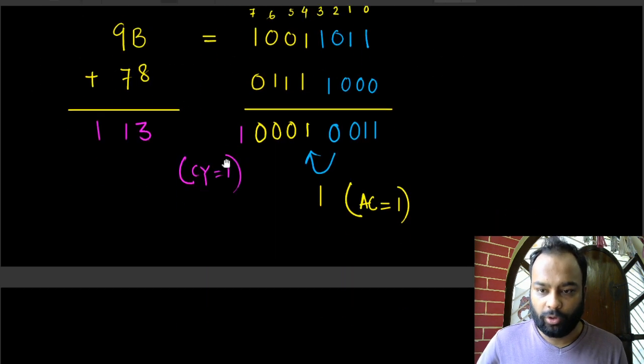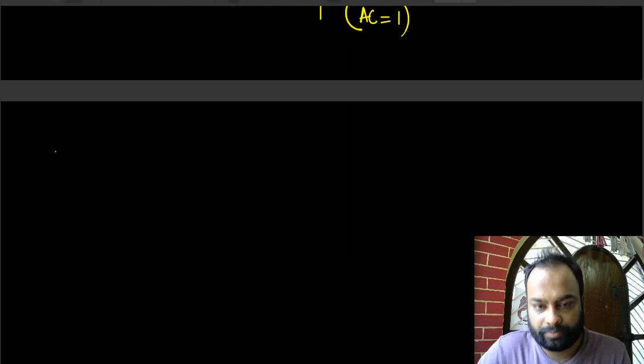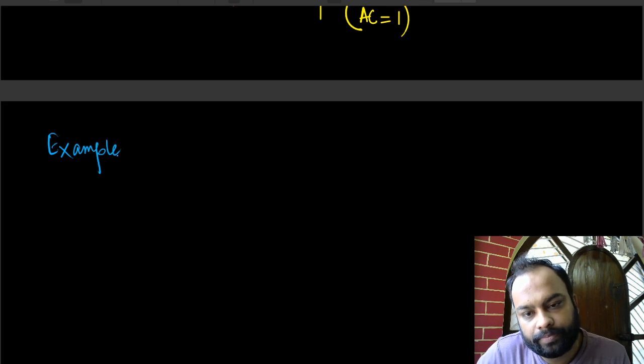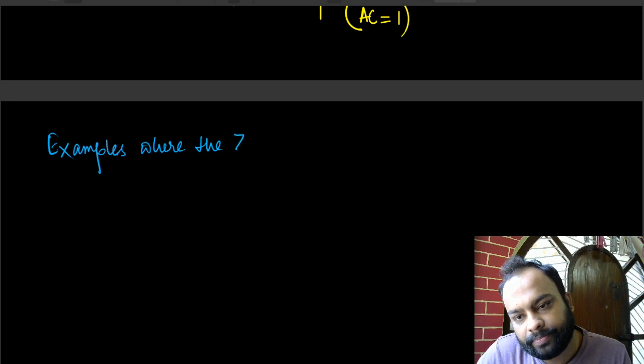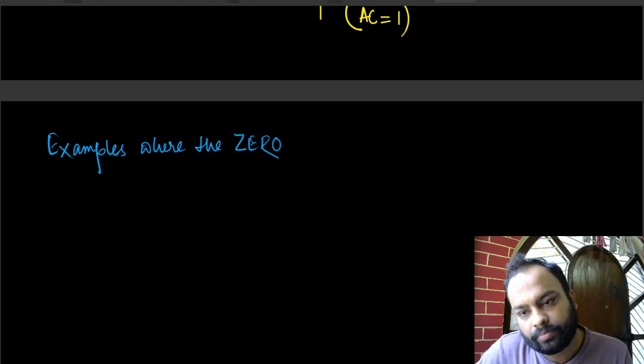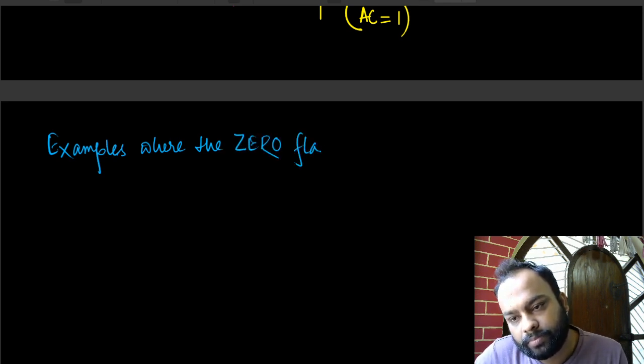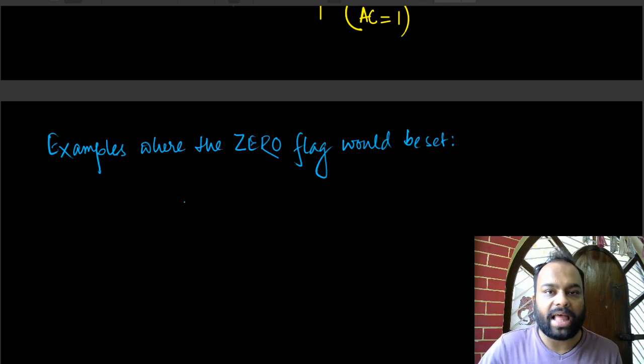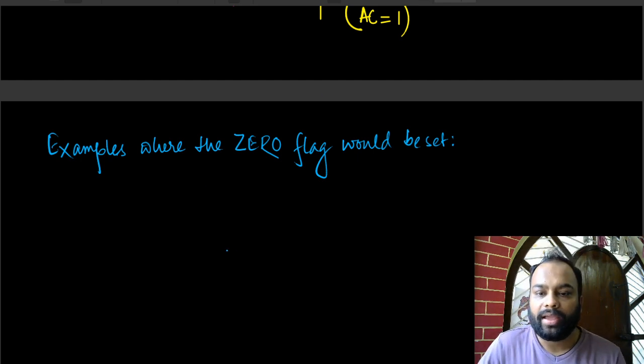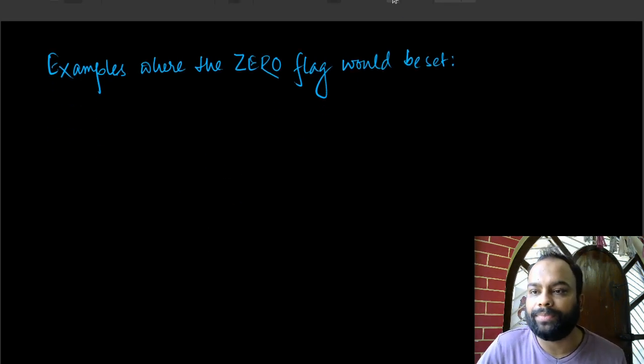So let me give you a few examples where the zero flag would be set. Let's see a few examples. Okay, a prominent example would be something like this.